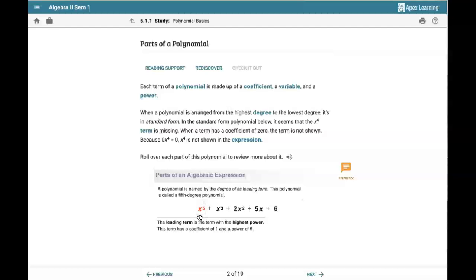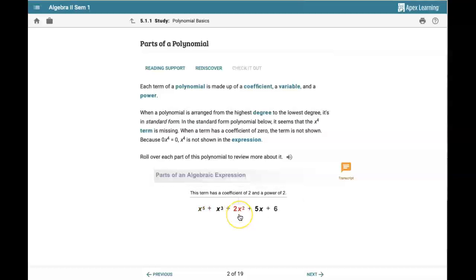Again, the leading term has the highest power, and this one has a coefficient of 1 and a power of 5. All right, if we go here, this term has a coefficient of 2 and a power of 2, and like we said here, just to clarify, this is technically 6 times x to the 0th power, but any number to the 0th power is 1, so it's like saying 6 times 1, so we say it is a constant, right? It's the term without the x variable.